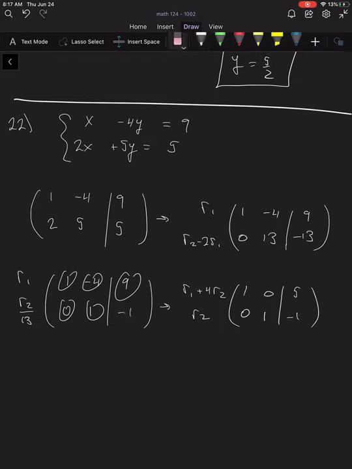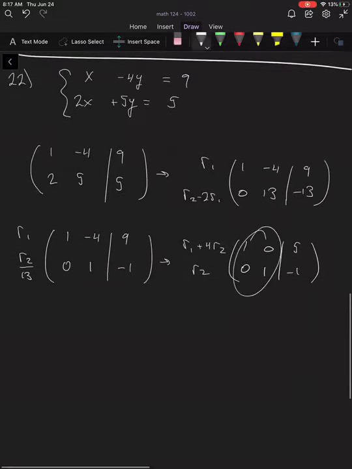Okay, let's erase all these little circles. So remember we said when we have 1, 0, 0, 1, this is going to be our x, and that's going to be our y. So what we have is x is equal to 5, and y is equal to minus 1.